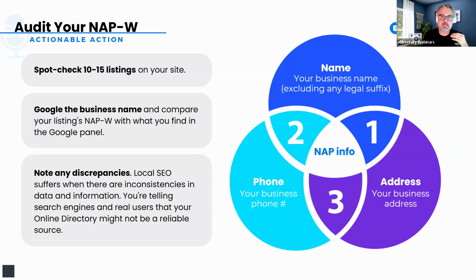So an actionable tip for you to try on your websites is to spot check 10, 15 listings. Google their businesses' names and compare what's on your site versus what's on their Google Business or Google Maps information. Note every discrepancy that you can find. You know, that consistency is the bedrock for everything else that you're going to build.